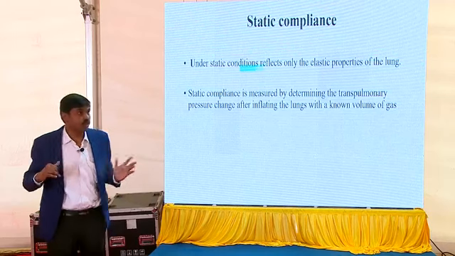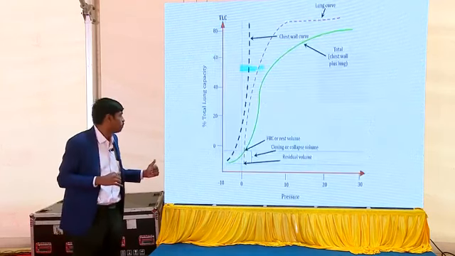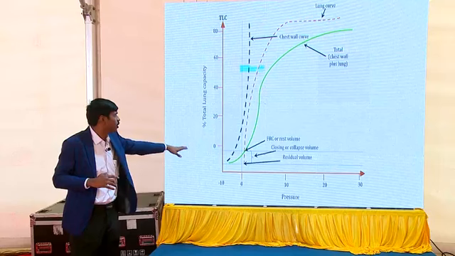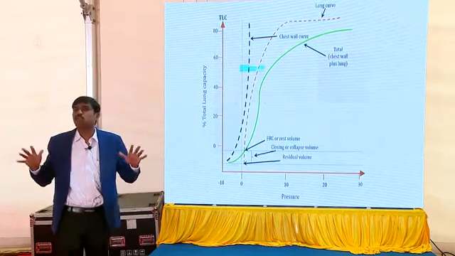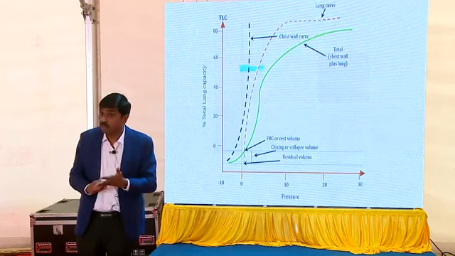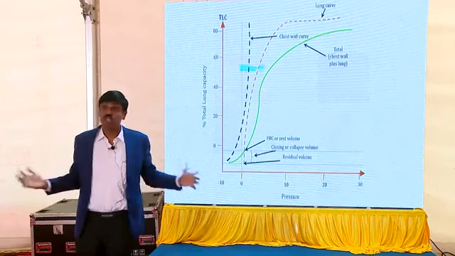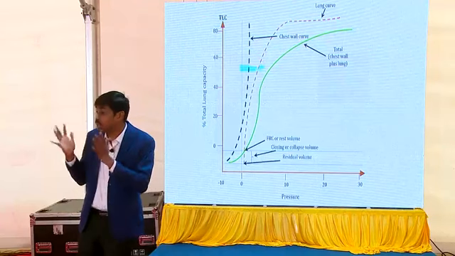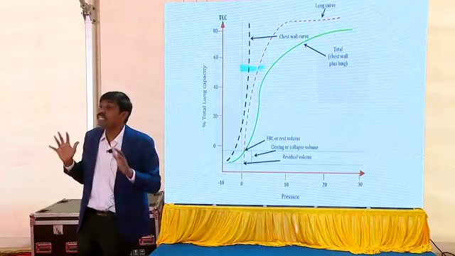Okay, what's dynamic compliance? Now dynamic compliance is what is in real time. Here we have the lungs, the pleura, the muscles, the chest wall. So everything together adds up to a compliance. That's called dynamic compliance.